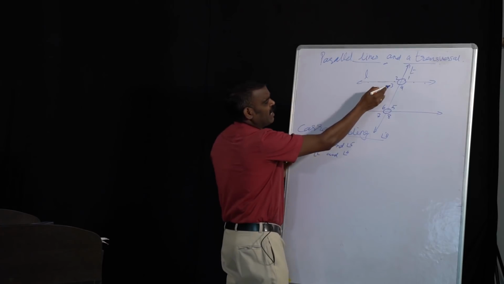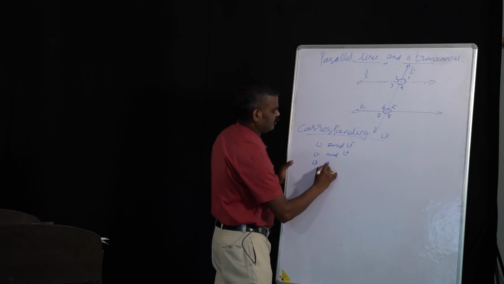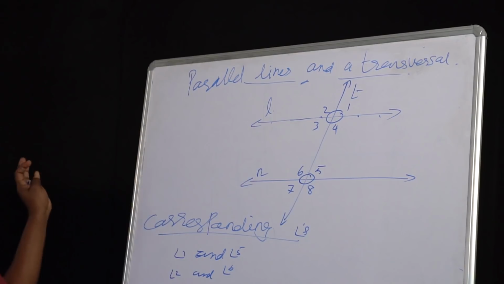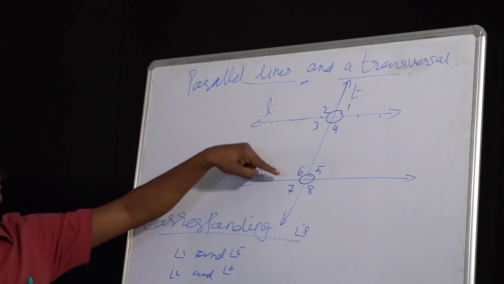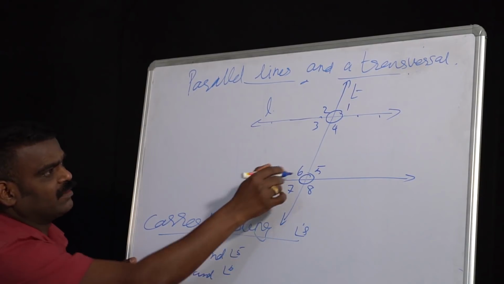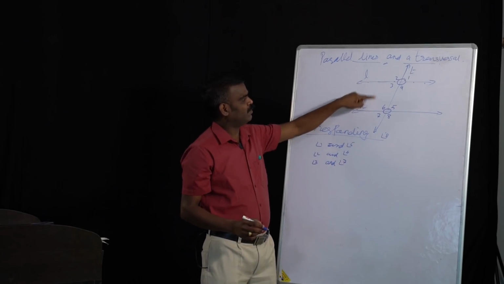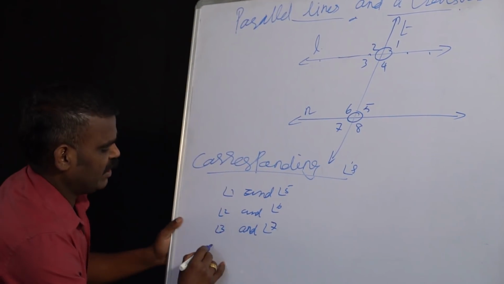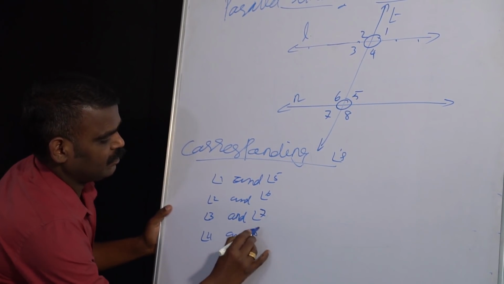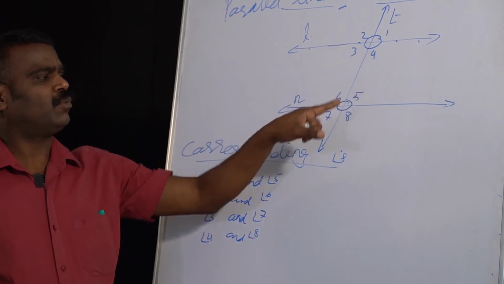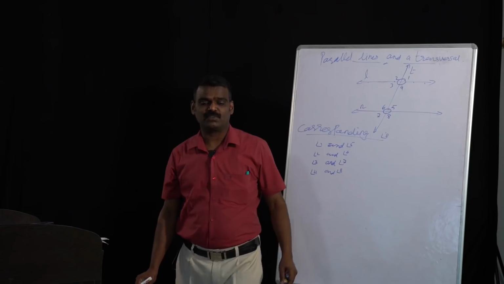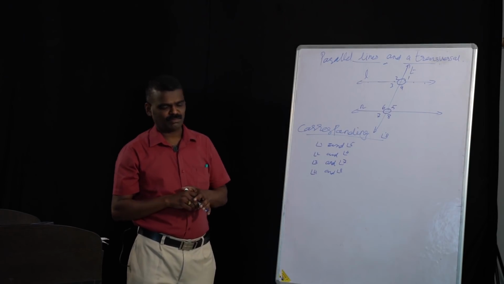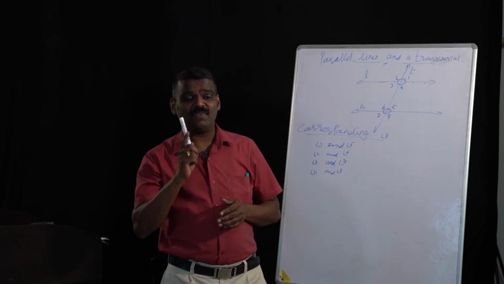Now come here. What about angle 3 and 7? Both are on the left side, below the parallel line. 3 and 7, below the parallel line and below the parallel line. Same position. What about angle 4 and 8? Right side, both are below the parallel line. So 4 and 8 are also corresponding angles. Now, these corresponding angles are always equal.